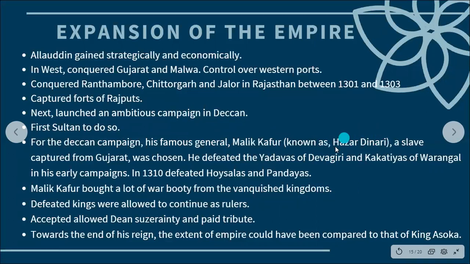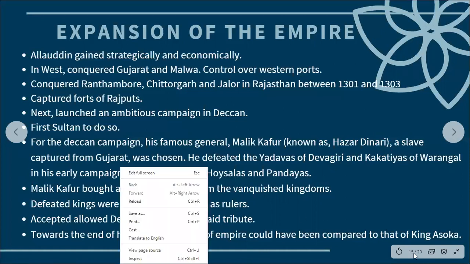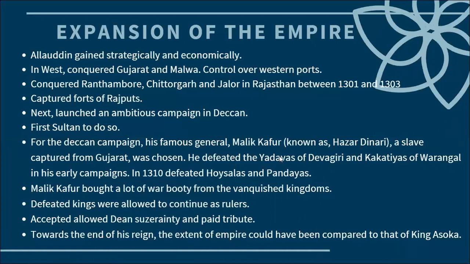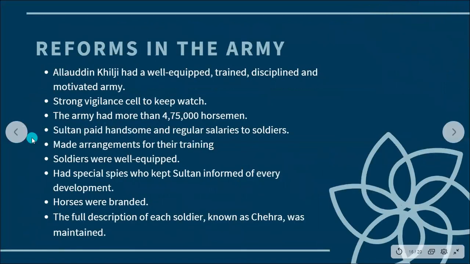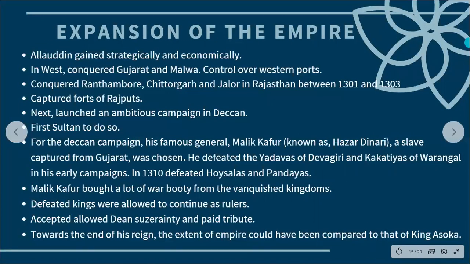Now, for his Deccan campaign, his famous general Malik Kafur, also known as Hazar Dinari, was basically a slave bought from Gujarat, and actually 1,000 dinars were given to buy him. Therefore, he's fondly known as Hazar Dinari, right? So his famous general Malik Kafur, a slave from Gujarat, was chosen for the Deccan campaign.